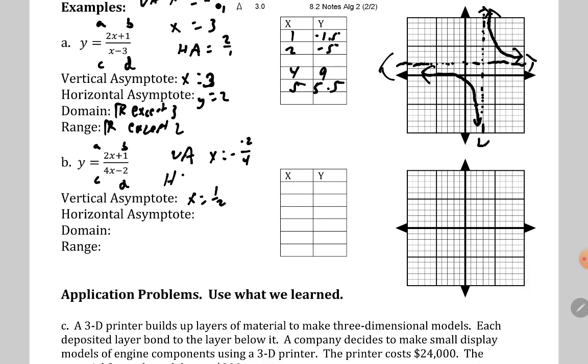Horizontal asymptote, that is y equals a over c, which is 2 over 4, which is also 1/2. So domain and range is both all real numbers except 1/2. So 1/2 here, and 1/2 up here.